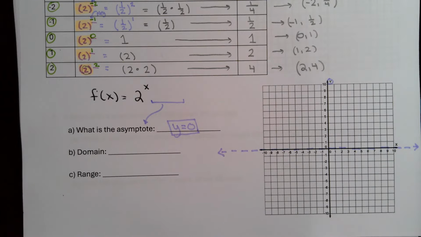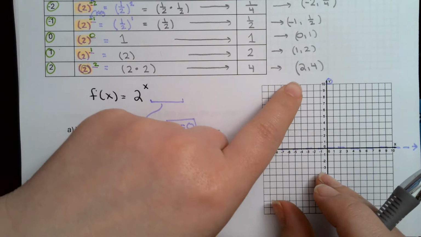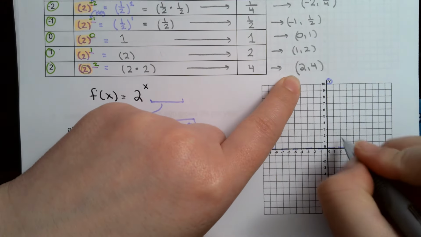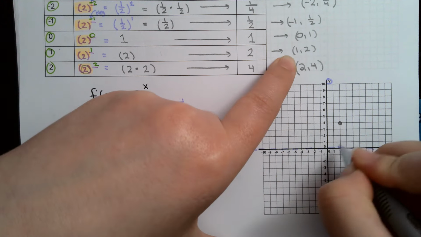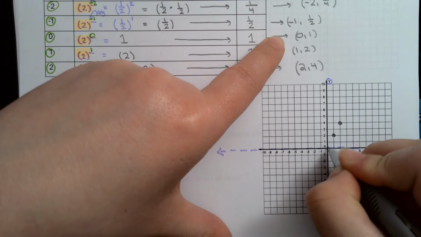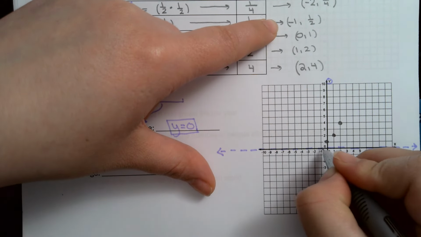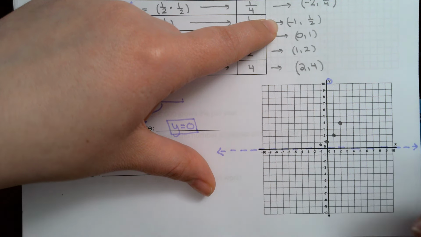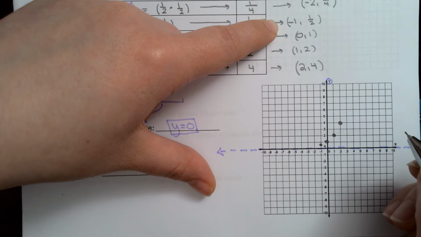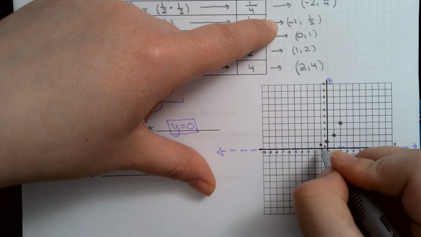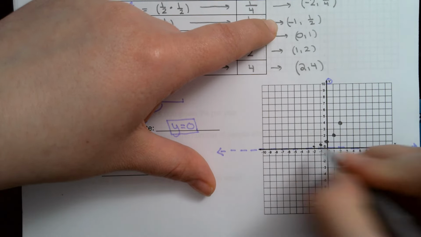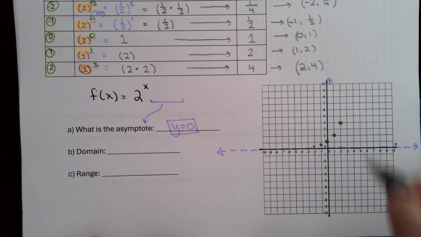Next, you're going to pick out the points that you can graph. So I can graph 2 and 4. Here's 2, here's 4. 1 and 2 we can graph. 0 and 1 we can graph. Negative 1 and 1/2, it's starting to become a little difficult, but I can still guesstimate where 1/2 is. And 1/4 is even smaller than that. So it looks like we can potentially graph all of our points.